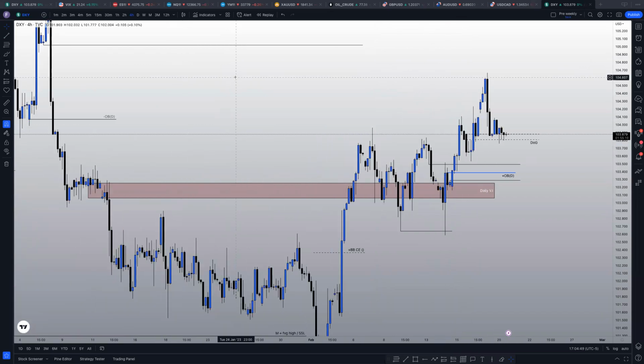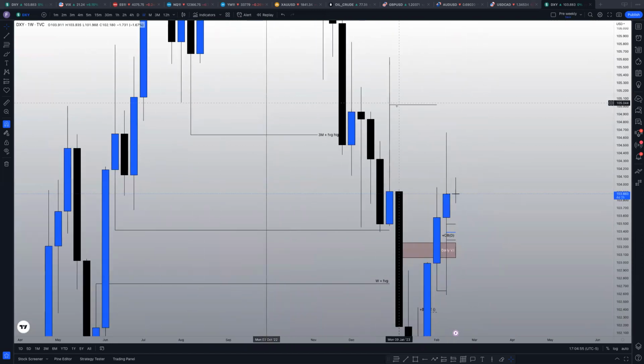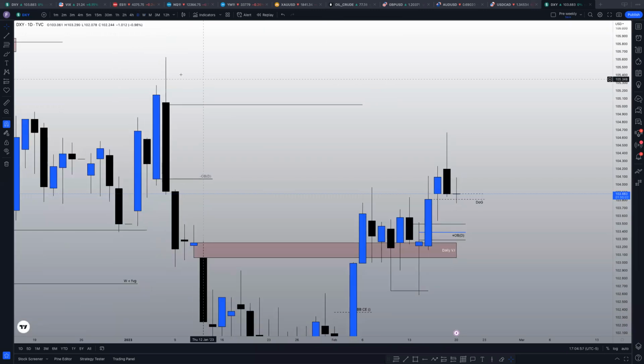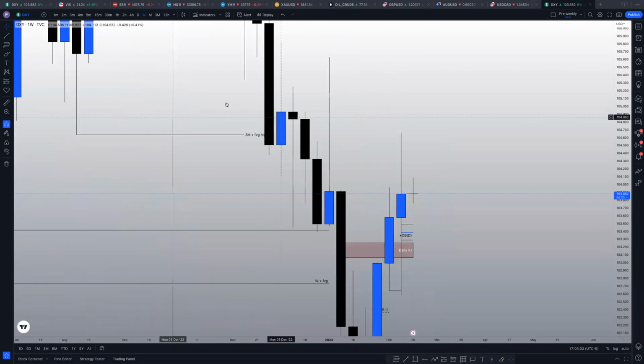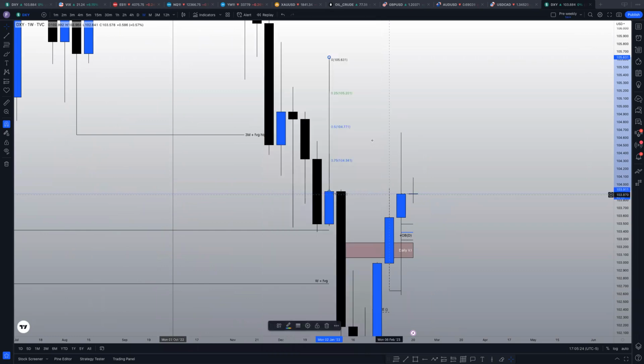When it comes to targets now, I directed your attention at a few levels that I don't have marked here. What is this? I don't want this. So those were standard deviation levels of this wick. And I'll still be looking for those this week. So let's get those on there.